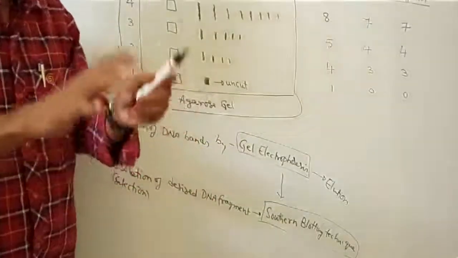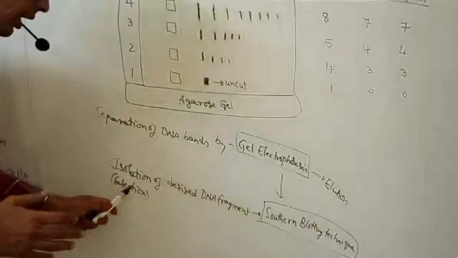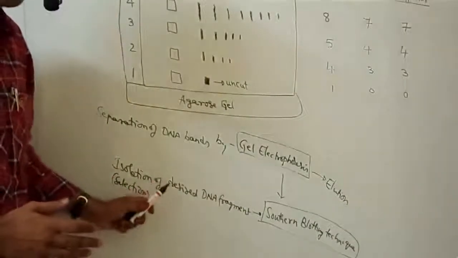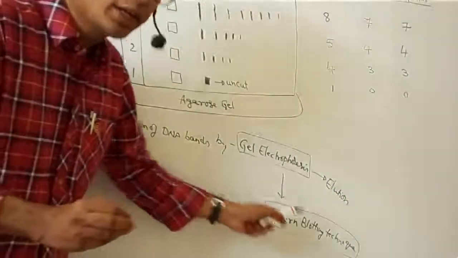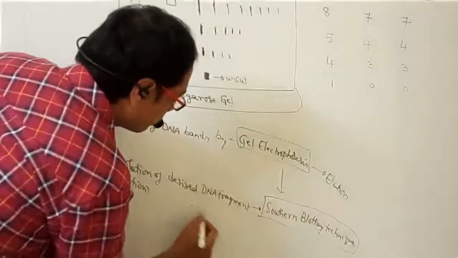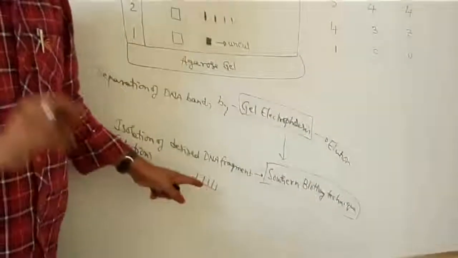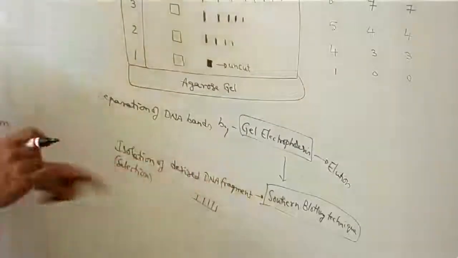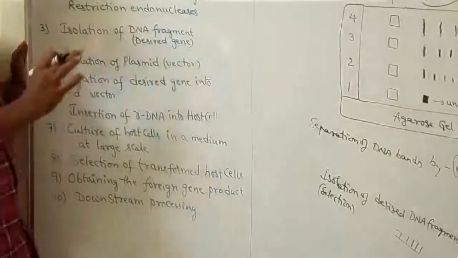We have obtained so many DNA bands. From those DNA bands, we have to select the desired DNA fragment. Selection of the desired DNA fragment can be done by a process called Southern blotting technique. So finally, the desired DNA fragment will be selected. This is the selection or isolation of the desired DNA fragment. See, isolation of DNA fragment, this process is also completed. Okay.